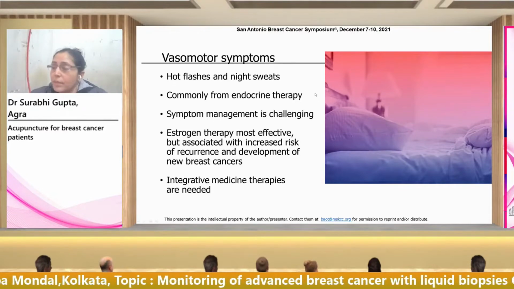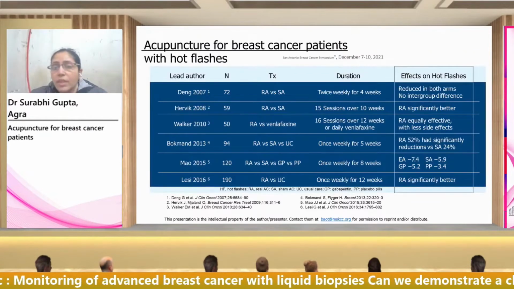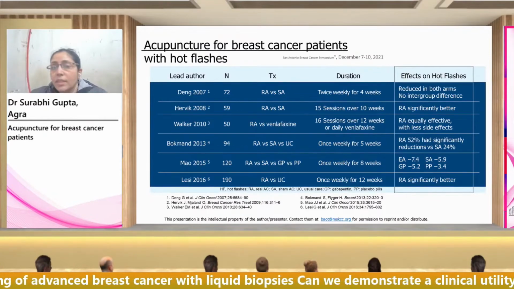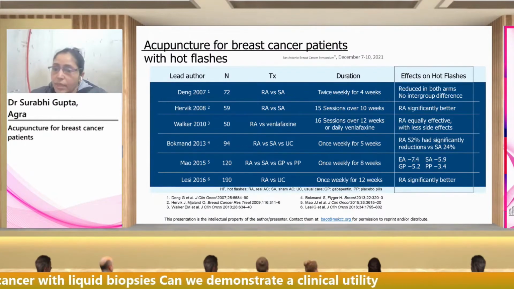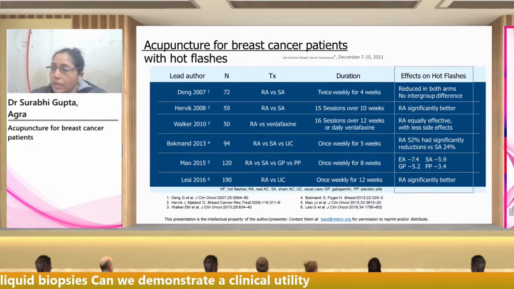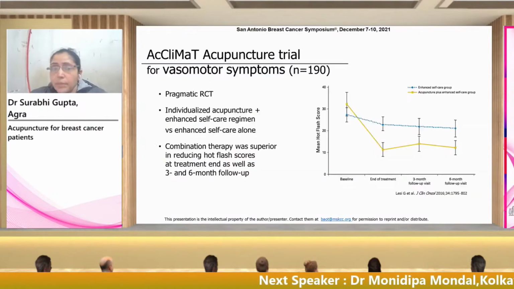Integrative medicine therapy may be another option for this type of patient. There are different trials which have been done regarding the management of hot flushes. These trials basically compare real acupuncture with other alternatives like sham acupuncture, gabapentin, venlafaxine. Most of these trials have shown that real acupuncture has shown good results and symptomatic benefit in the patient when compared to the other comparative arm.